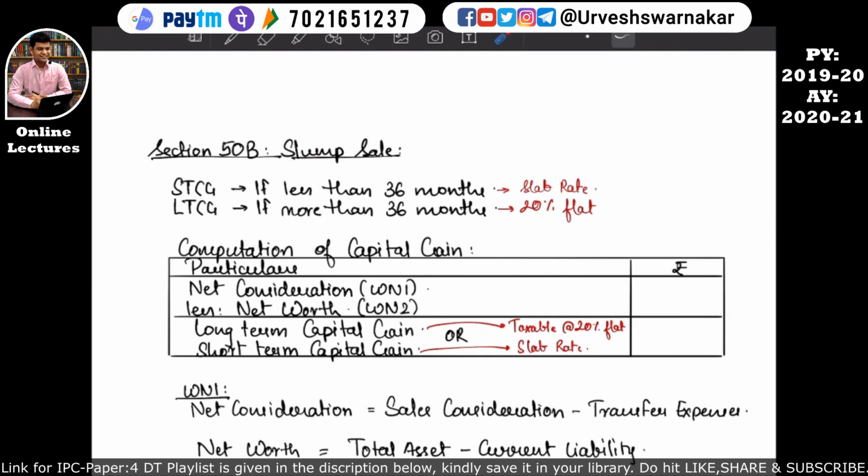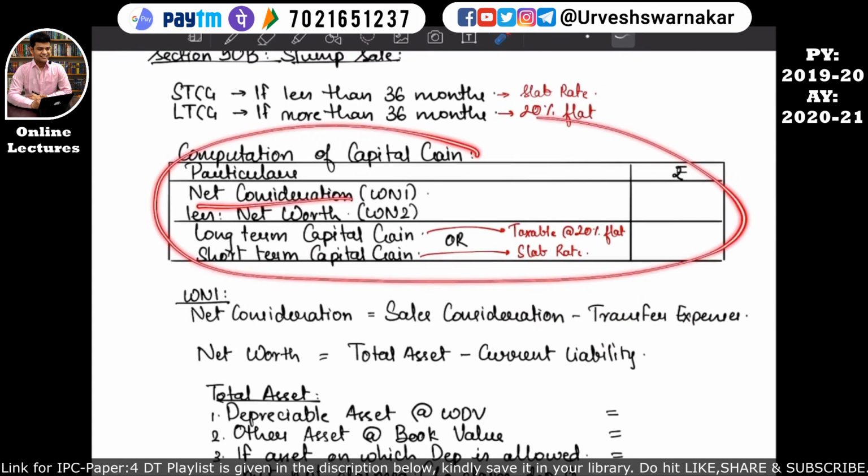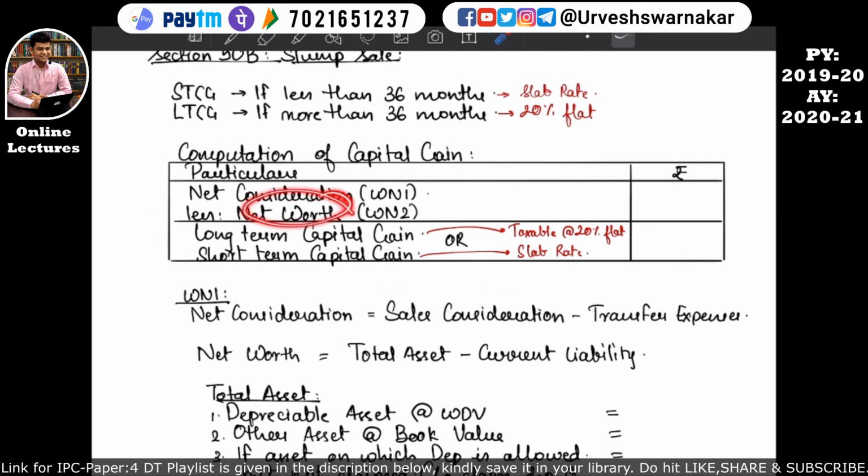Okay, and if the unit is held for a period of more than 36 months, and if a long-term capital gain has been derived, then it will be taxable at the rate of 20% flat. I hope this is quite clear. Format for calculation of the capital gain is net consideration reduced by net worth. We will find out our long-term capital gain or short-term capital gain, and it will be taxable. I hope this is quite clear.